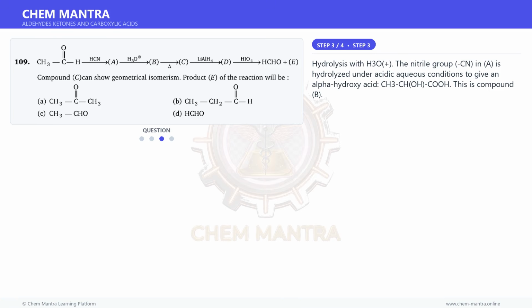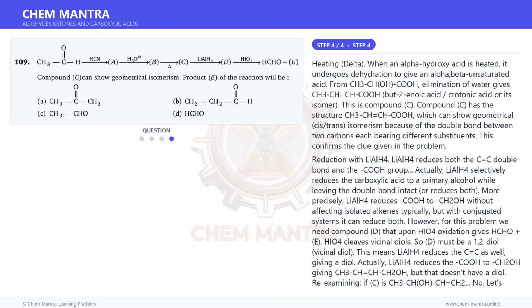Hydrolysis with H3O+. The nitrile group, -CN, in A is hydrolyzed under acidic aqueous conditions to give an alpha-hydroxy acid, CH3CH(OH)COOH. This is compound B. And for the final step.